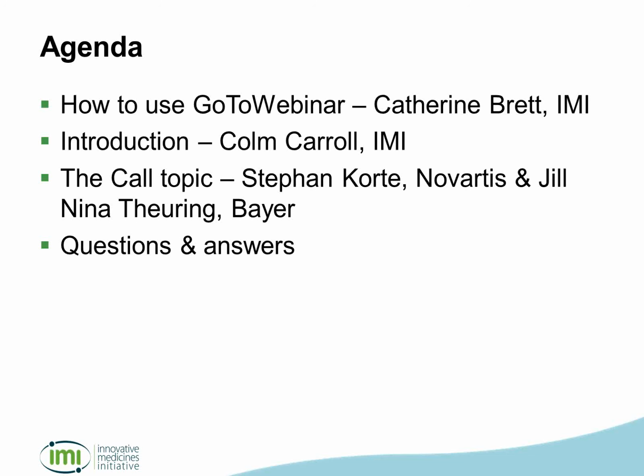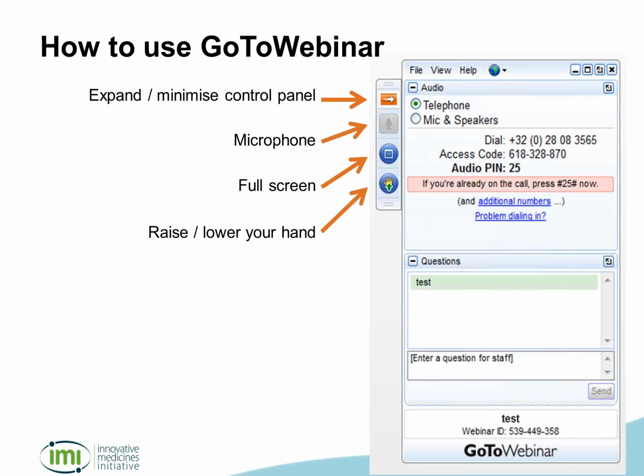And at the end, there will be time for questions and answers. So, how to use GoToWebinar. At the top right-hand corner of your screen, you should see your control panel. You can expand and minimize it. You can see your microphone status. You can make it go full screen, and you can raise and lower your hand to attract our attention.